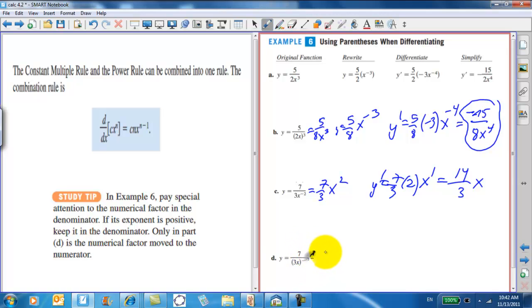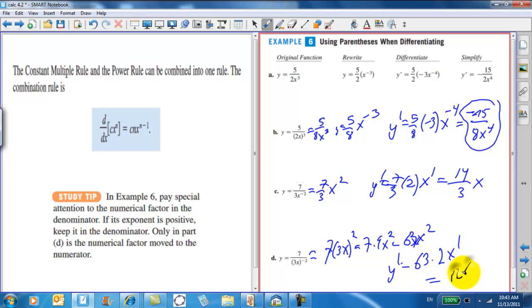Down here, be careful. We might want to first, let's just move this whole quantity, 3x, is all being raised to the negative 2. Notice over here, and this is what's being talked about over here, the 3 was not being raised to the negative 2 power. Here it is. So I can rewrite it as 3x to the positive 2. So we get 7 times 9x squared, or 63x squared. So the derivative is 63 times 2x to the first, or 126x.